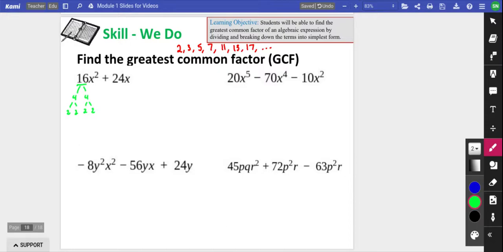We'll do the same thing for 24. 6 times 4 is 24. 6 is 2 times 3. 4 is 2 times 2. Both 2 and 3 are right there. Therefore, we were able to stop.